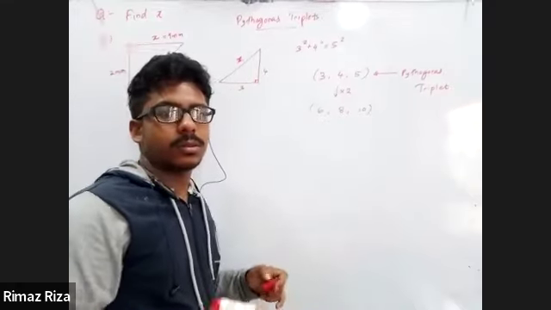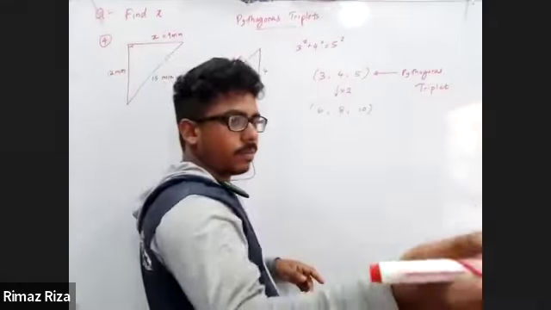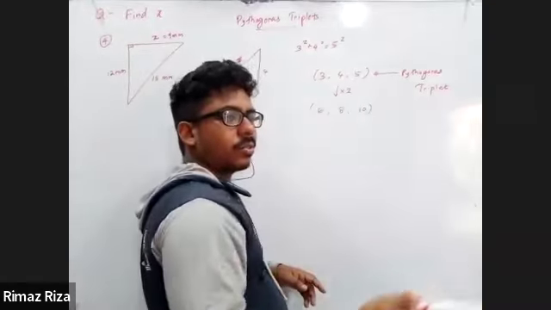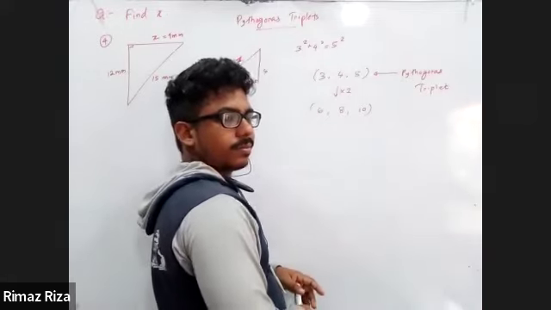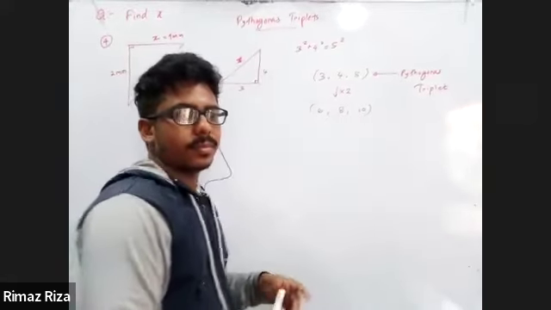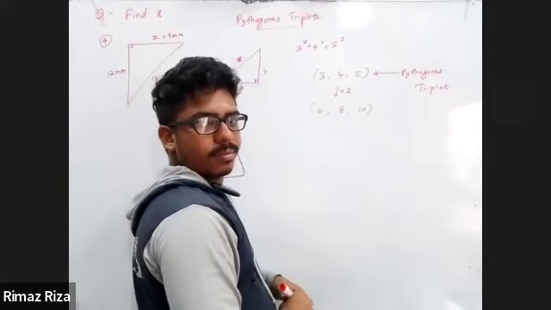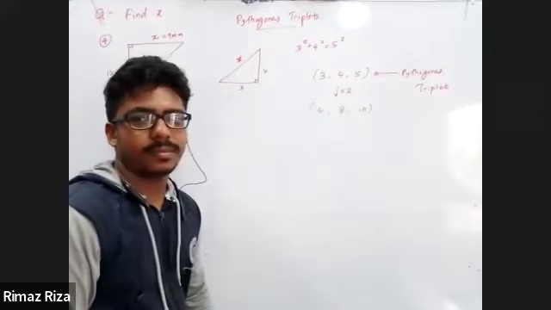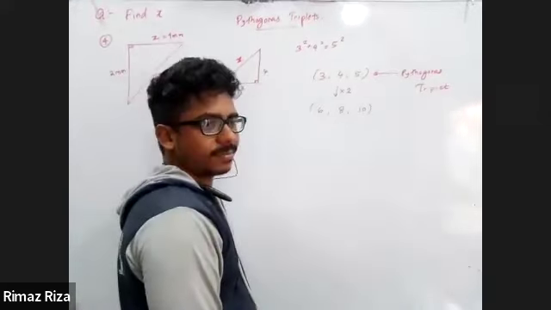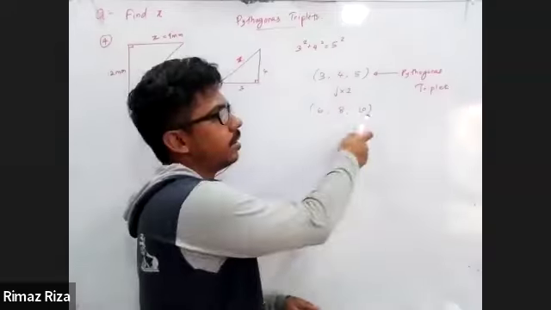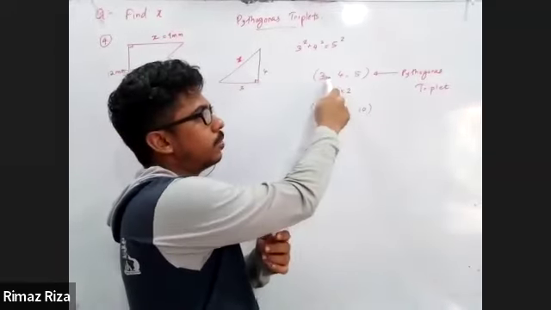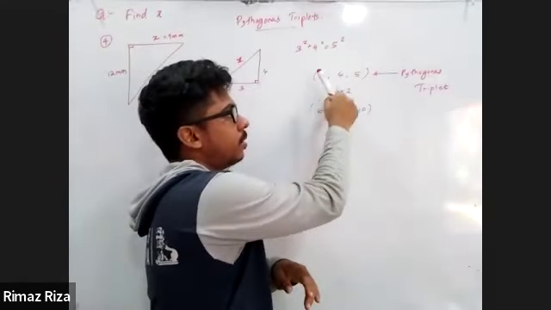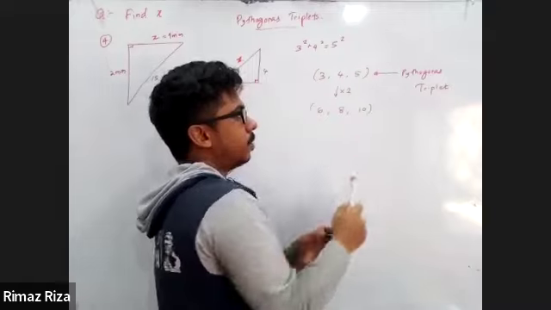Check your book. Get up. This is not the way to study. 6, 8. Check soon. What is the answer? Yeah, 6, 8, then 10. Right? That's because you multiplied. This is also a Pythagoras triplet. Any multiple of this is a Pythagoras triplet.